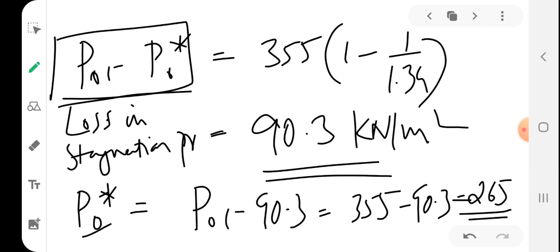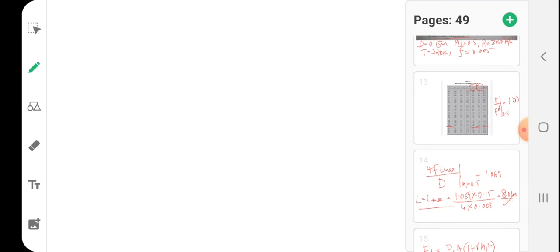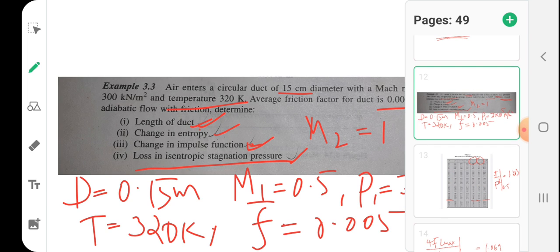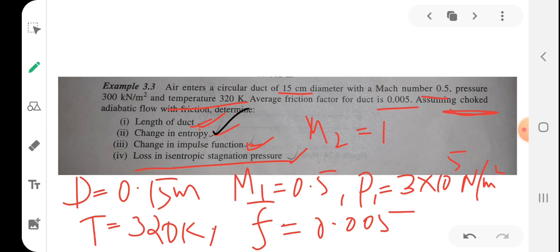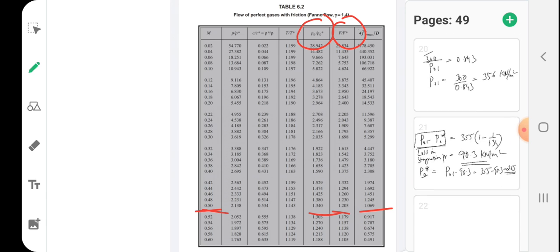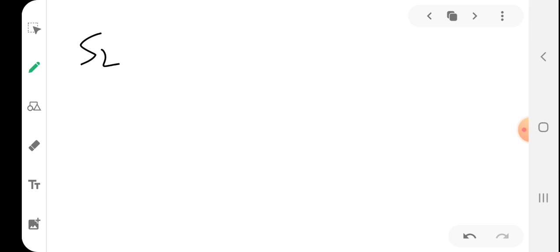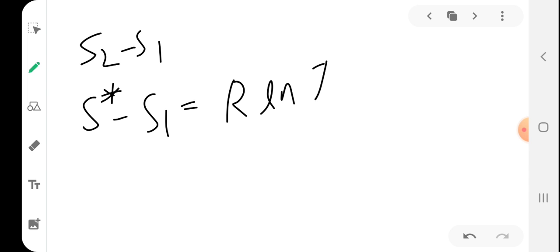Now you have to find out change in entropy. So the question asked here is to find change in entropy also. Change in entropy here means we should find S2 minus S1. So S2 here is S star only, because flow is stopped at the end. S star minus S1 is equal to, you know the equation, R log P0 by P0 star.